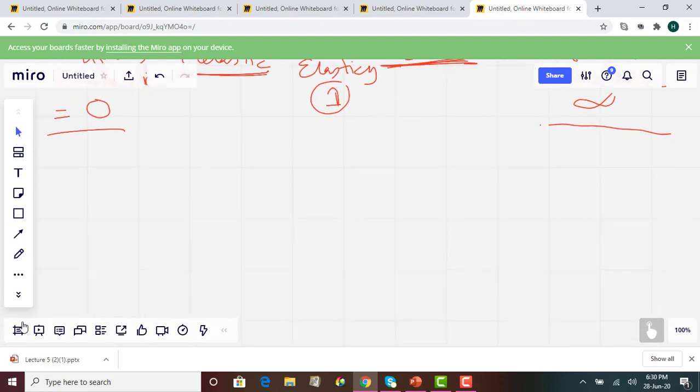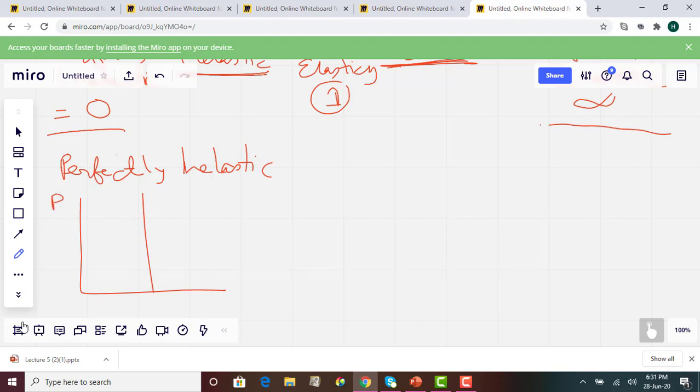Again, remember we said when we have perfectly inelastic demand, the demand curve will look like this. This is price, this is quantity, and this is the demand curve. So no matter what the price is, your quantity demanded will remain the same. We are totally unresponsive to the changes in prices.